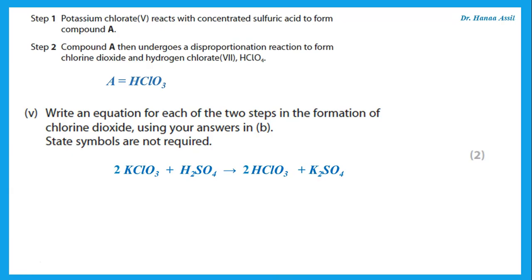Step 2 in which the compound A undergoes disproportionation to form chlorine dioxide and hydrogen chlorate. So the HClO3, which is compound A, we're already told that it will give chlorine dioxide, which we were given ClO2, plus HClO4. You will find that you will need to add H2O in order to balance all of this, and the balancing should be something like this. Remember to balance any equation that is written.